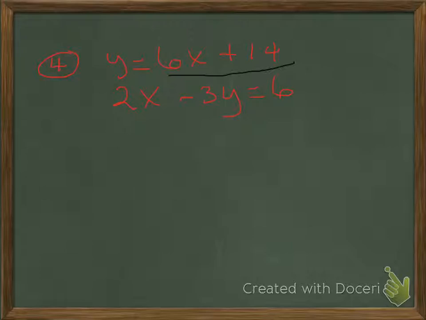So whenever we want to solve our problem, we look at the other equation, and instead of writing y, we're going to write all of that there. So 6x plus 14, that is what y is. Okay, so we're going to put it in parentheses, and we're going to finish writing down the rest of the problem, which is 2x minus 3, so that's all, and then equals 6.